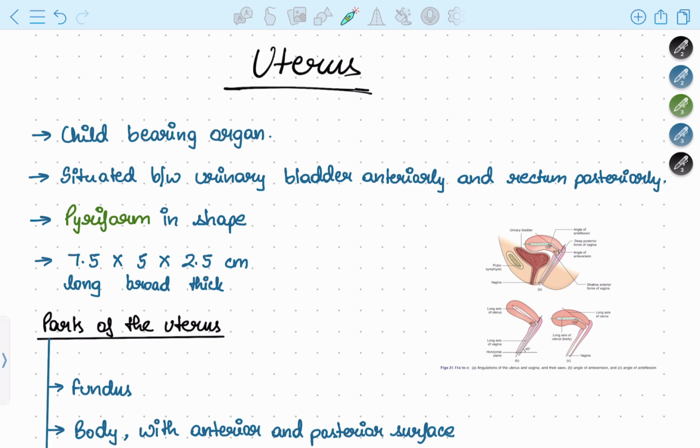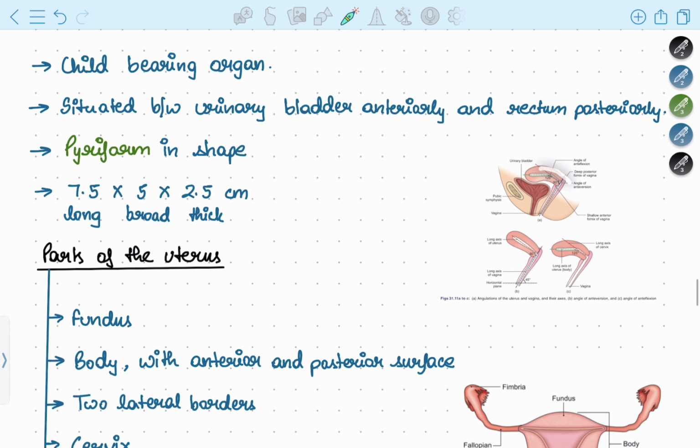Before looking at the supports of the uterus, first let's learn the basics of the anatomy of the uterus. First of all, what is the uterus? It is a child-bearing organ. After implantation, the uterus bears the child throughout the 9 months. Where is it situated? It is situated between the urinary bladder anteriorly and the rectum posteriorly. So this is your uterus. In front of it you have the urinary bladder and behind it you have the rectum.